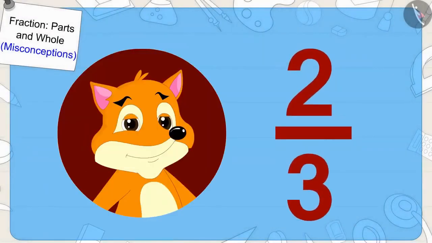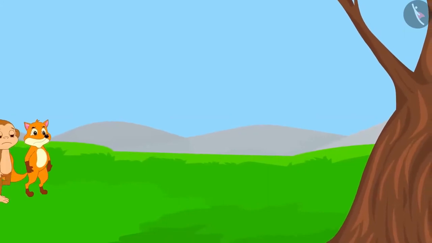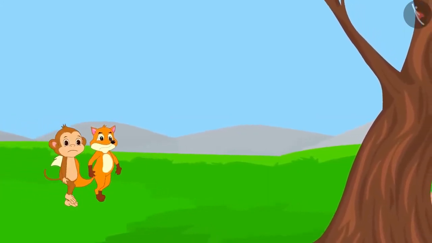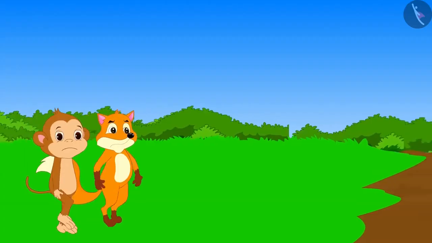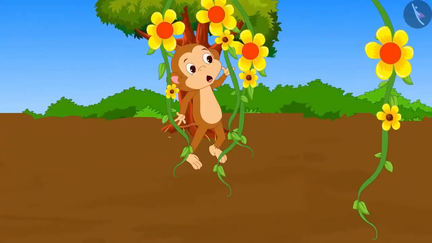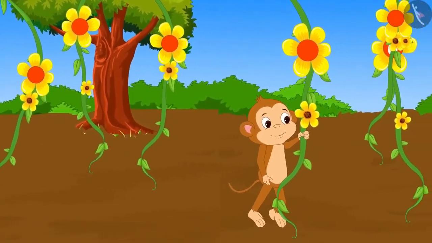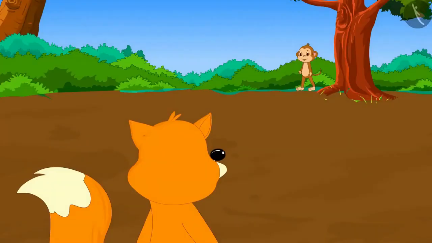The fox immediately ate 2/3 of the cake. Babban understood that the fox had once again made a fool of him. Now, while walking, they reached a marsh. Babban jumped up quickly and reached the other side of the marsh by hanging from one vine to the other.